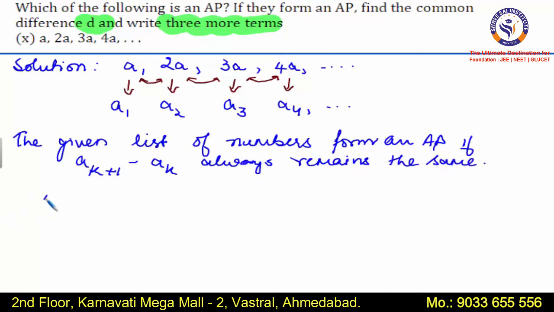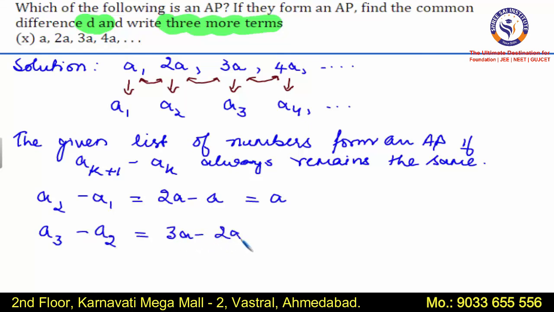Let's check this out. First let us find the difference of A2 and A1. This is equal to 2A minus A. This is equal to A. Now let us find out A3 minus A2. This is equal to 3A minus 2A, which is equal to A. Also let us find out A4 minus A3. This is again equal to A.